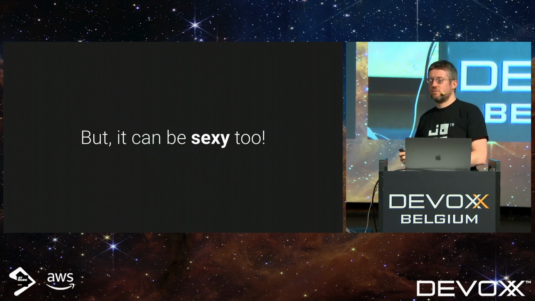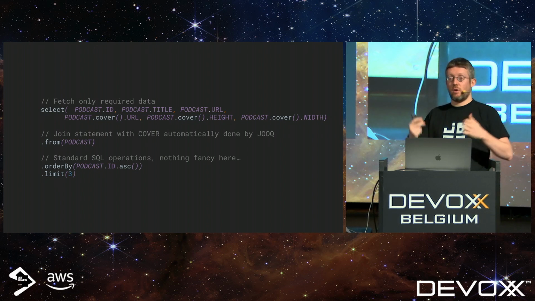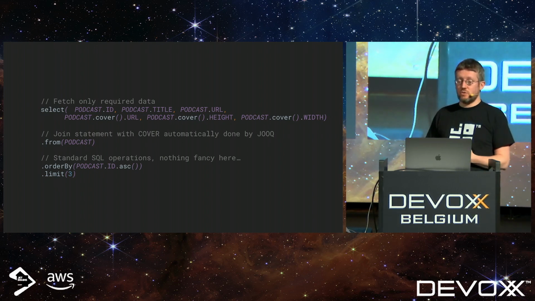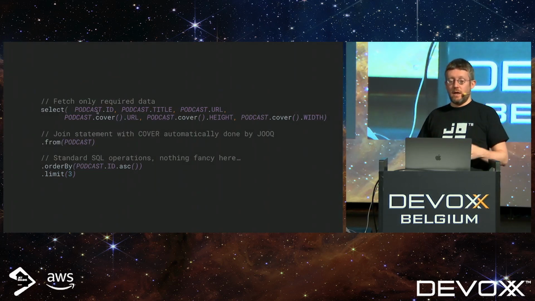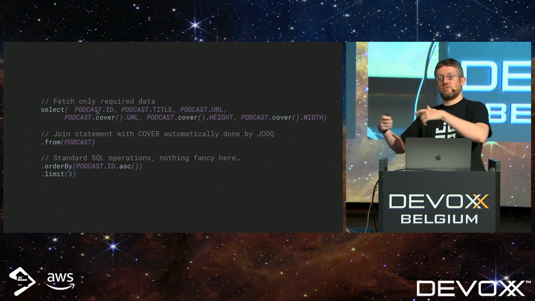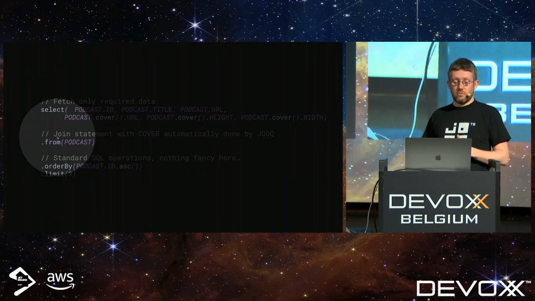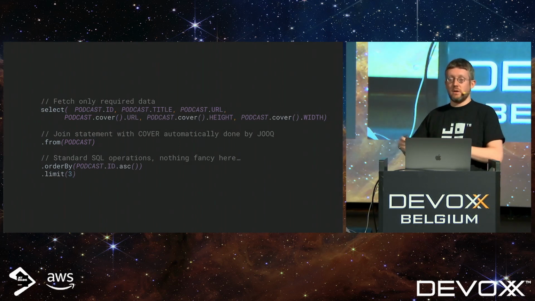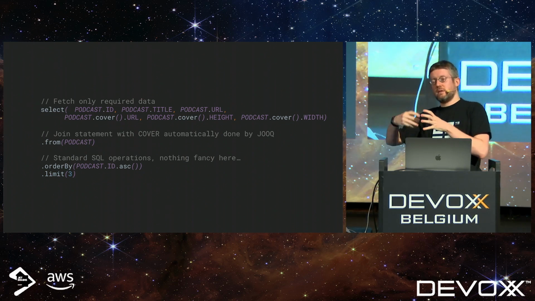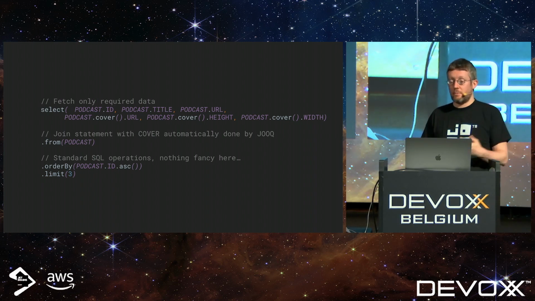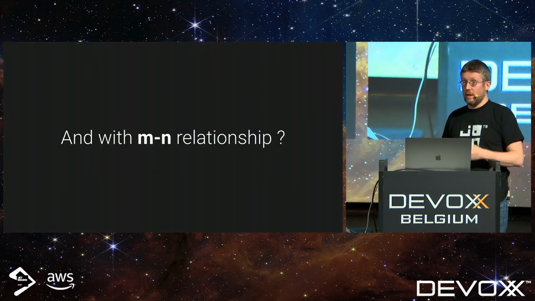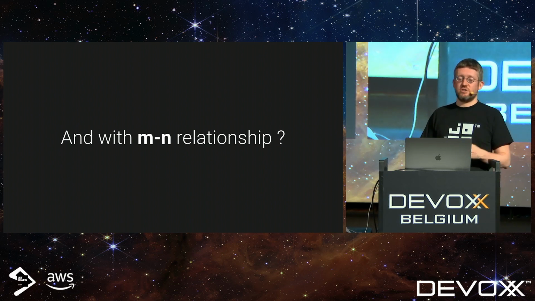But it can be sexy too, because JOOQ has a lot of information about your schema. So it knows the foreign key association at many levels. So you can have this kind of thing here. Instead of using directly cover.url, I'm able to use podcast.cover.url, and JOOQ will do here. In this case, I just defined the from, and JOOQ will infer the join and the foreign key link between your tables. So not all the information is available in the schema part, so it's something possible with JOOQ. And the other case, MN relationship.